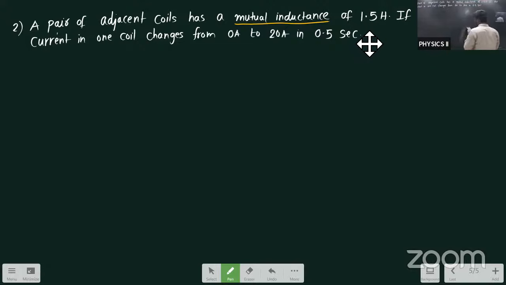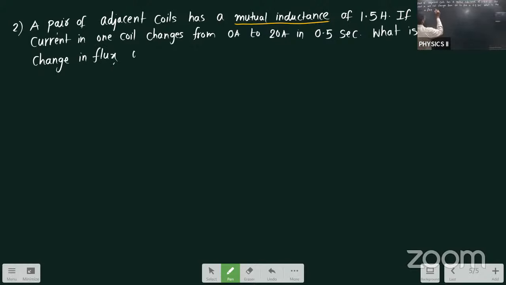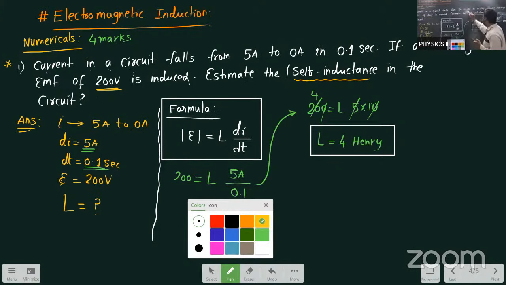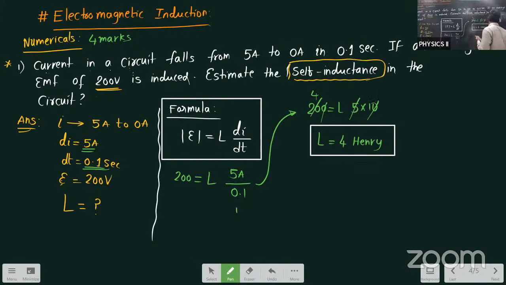Okay. Now what is he asking? What is the change in flux with the other coil? Please note down this question and try to solve this. In the previous problem, what was there? There was a self-inductance. But in this problem, what is there? Mutual inductance is there. Please try to solve this problem.